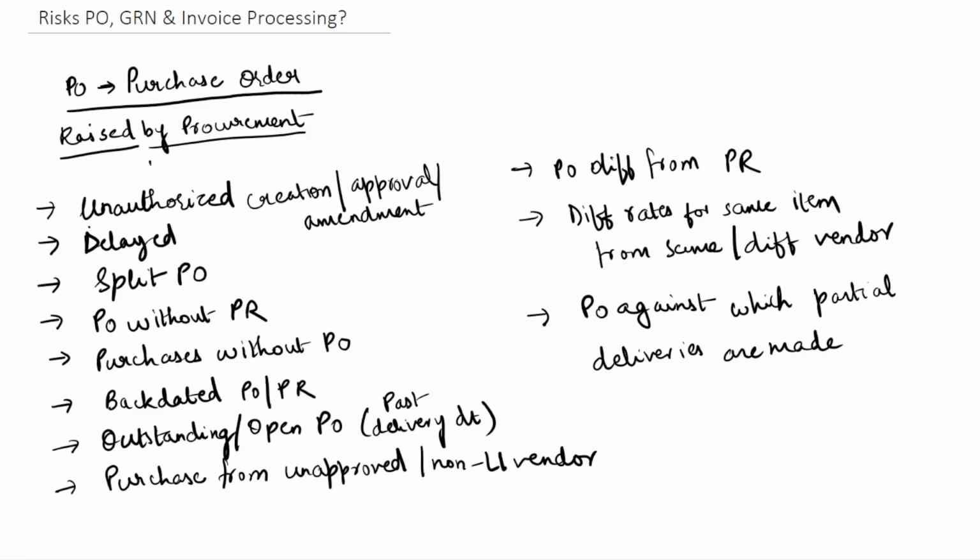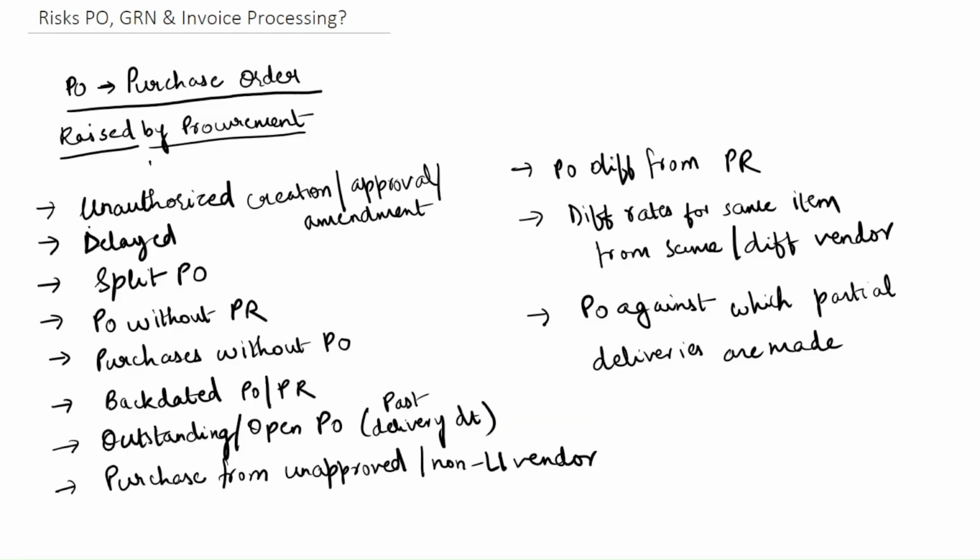The purchase order is a document created by the procurement department which is issued to the vendor and specifies the materials that are required, the quantity that is required, and the rate at which they've been ordered. It also includes the delivery date. So here are some key risks and what you can check as an auditor.